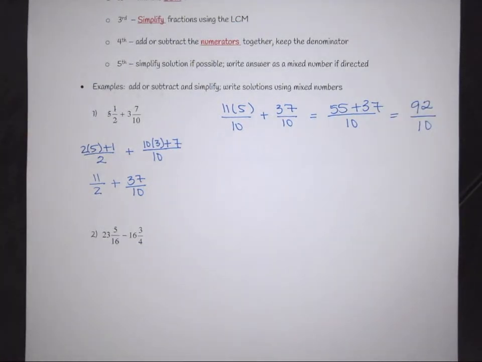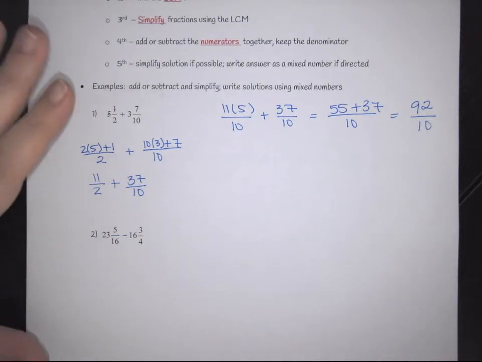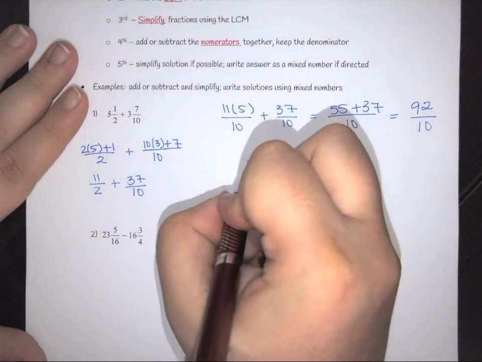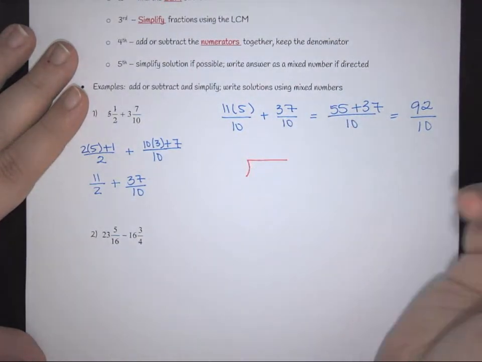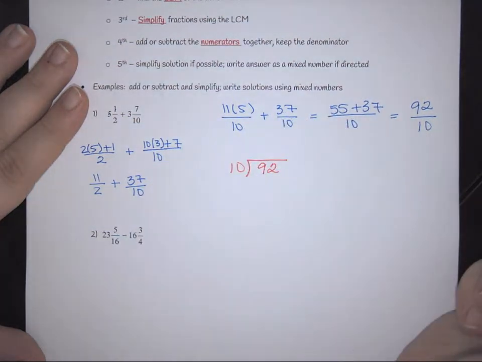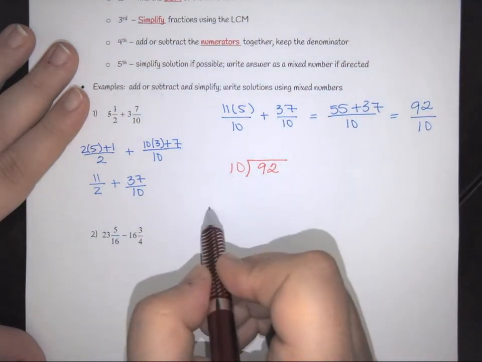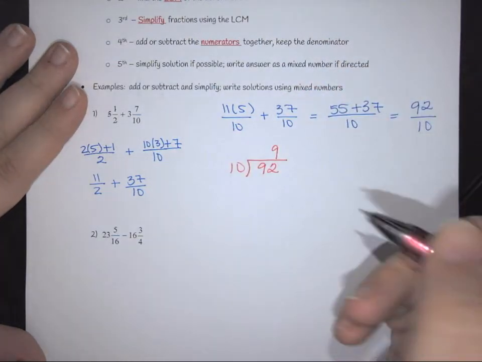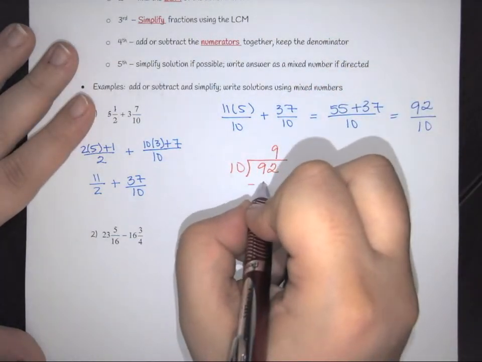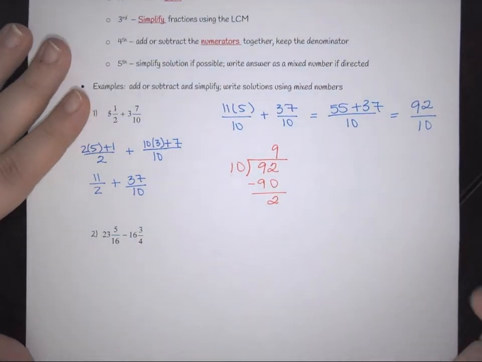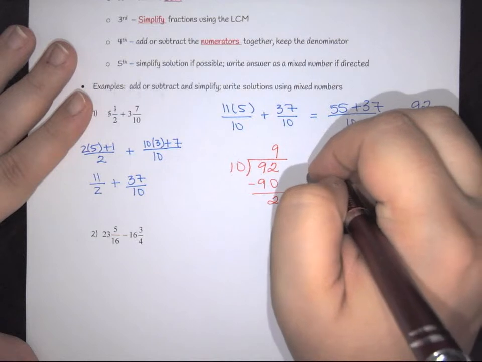Now, since I started with a mixed number, it means I should probably end with a mixed number. So to do that, I'm going to do long division. So I'm going to go ahead and set that up. The numerator goes inside, the denominator goes outside. 10 does not go into 9, but 10 goes into 92 9 times. 10 times 9 is 90. Leaves me with 2.